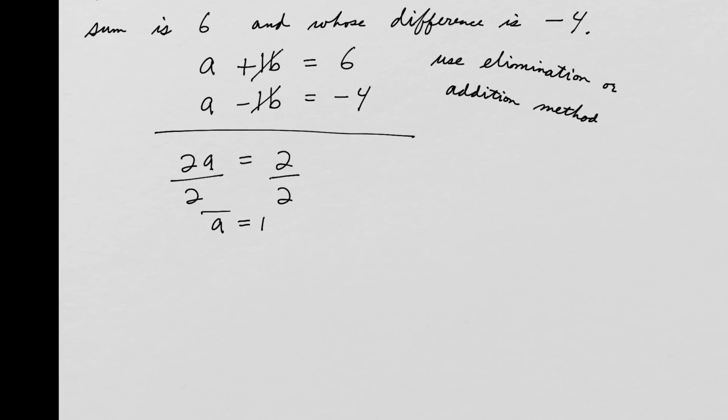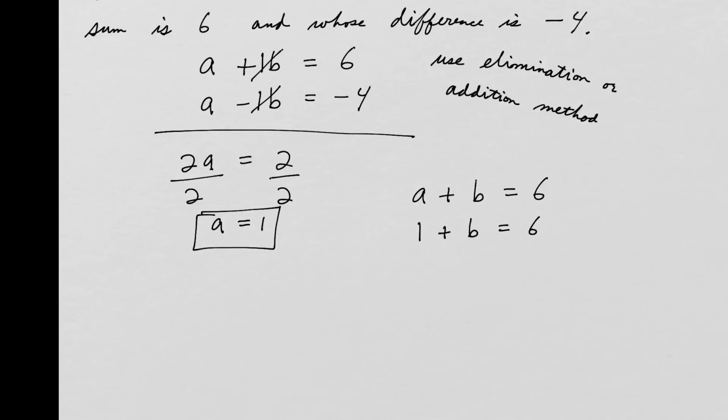I have my A, right? I have the first number. It's got to be 1. And then to get the second number, remember you plug A back in. So plug 1 back into either of the two equations. Maybe we'll just use the first equation. So remember the first equation was A plus B is equal to 6. So I'll plug in 1 for A, and I'm going to solve this for B.